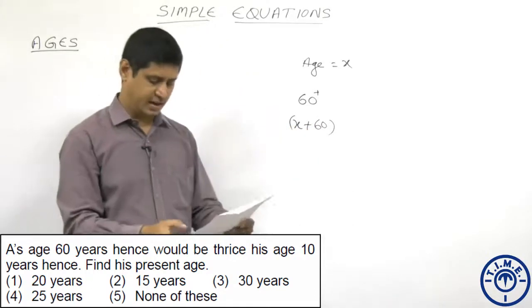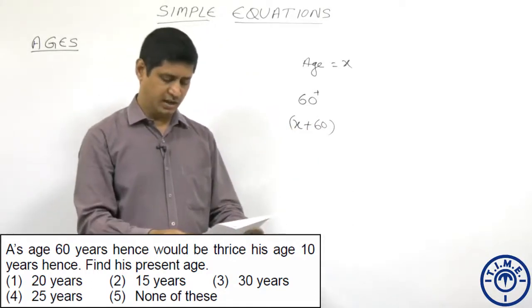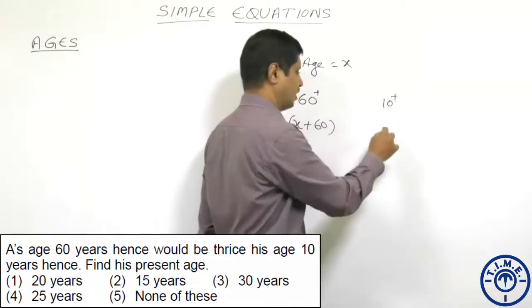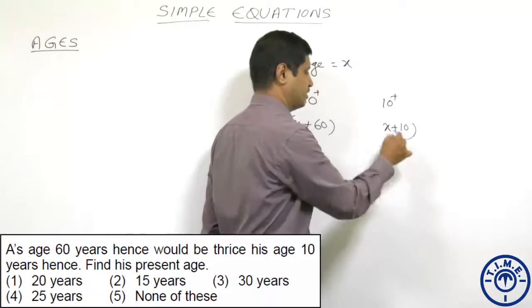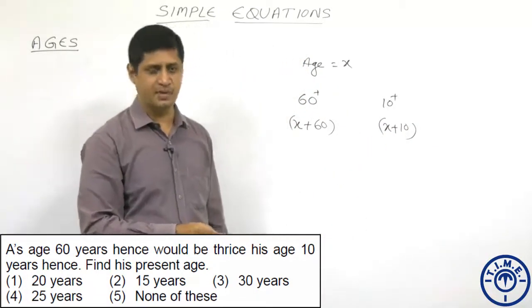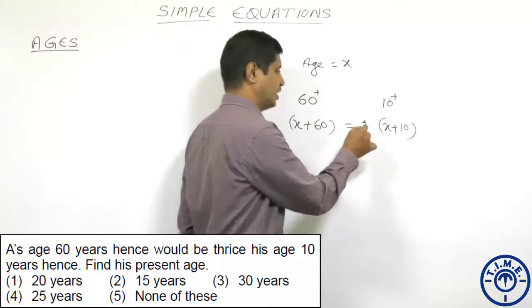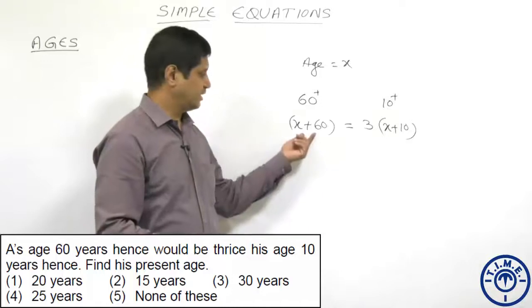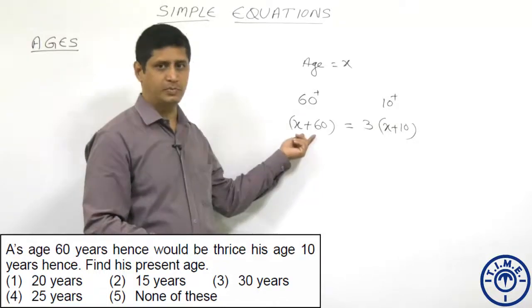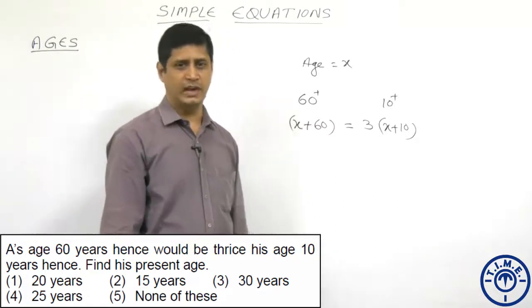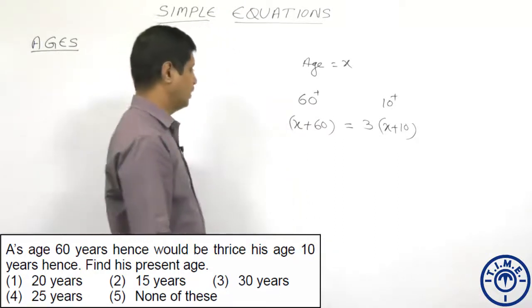Now what is the second condition here? 10 years hence means after 10 years. After 10 years means X plus 10. The value of X plus 60 is 3 times X plus 10. So 3 times means when you multiply X plus 10 with 3, it equals X plus 60. Now this is an equation with one variable; simplifying gives the value of X, that is the age of A.